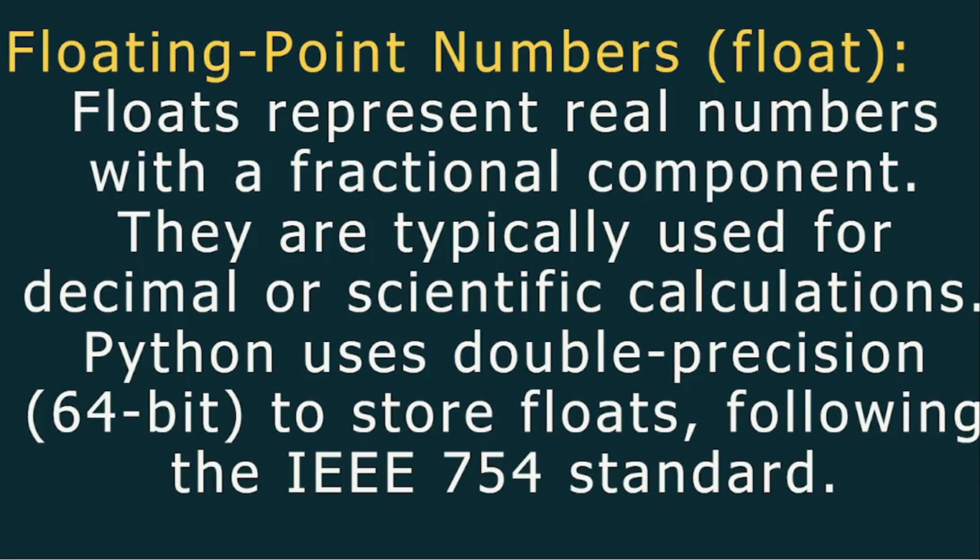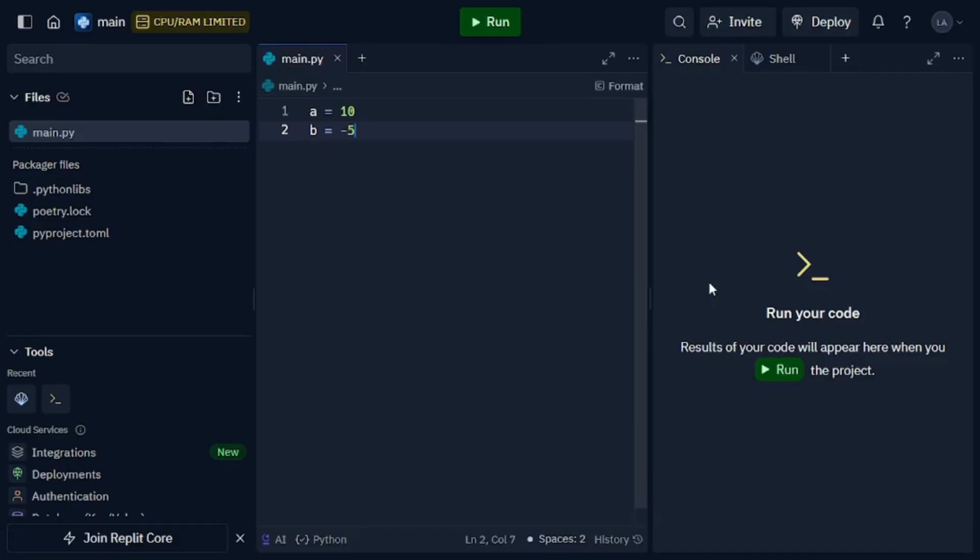And floating point numbers. Floats represent real numbers with fractional components. They are typically used for decimals or scientific calculations. Python uses double precision to store floats. We can assign floating point numbers to variables. If we take x, which is 3.14, it is a float. We have the decimal point.